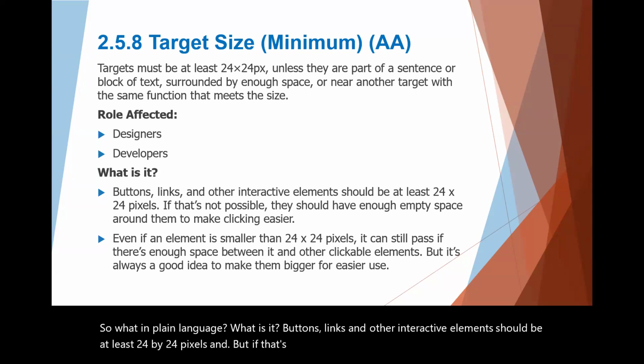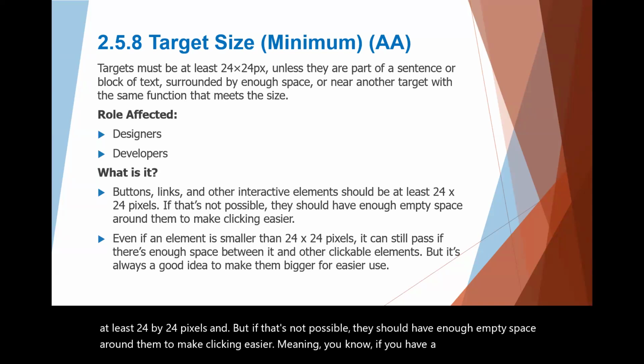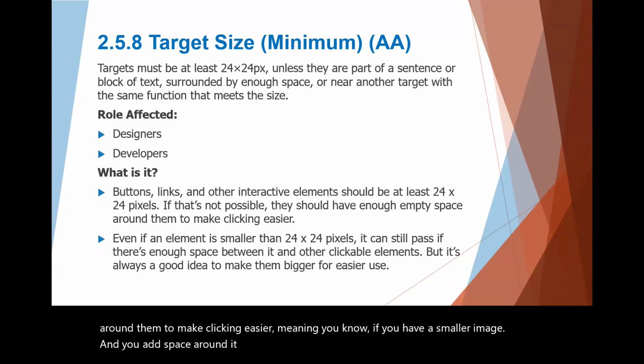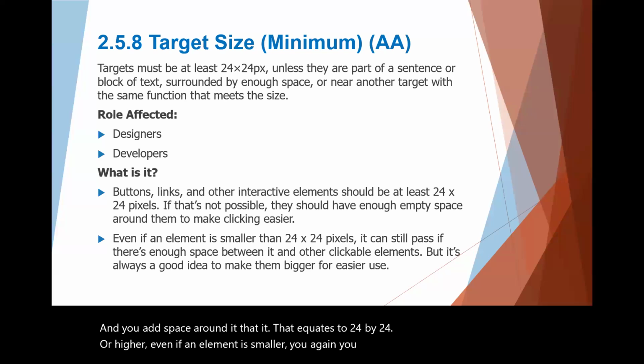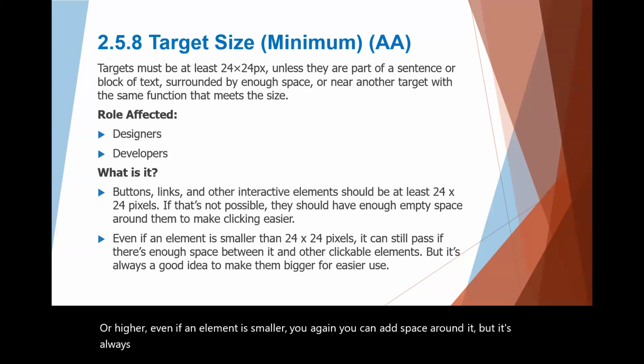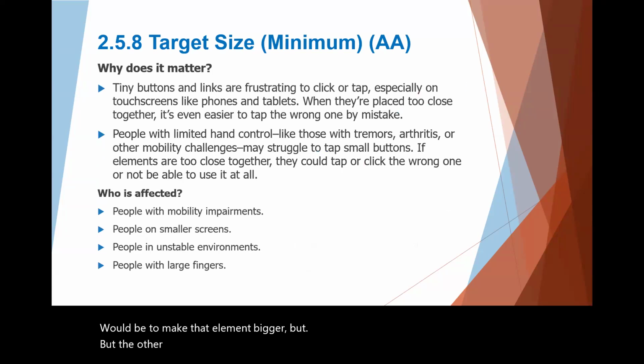But if that's not possible, they should have enough empty space around them to make clicking easier, meaning, if you have a smaller image and you add space around it, that equates to 24 by 24 or higher. Even if an element is smaller, again, you can add space around it, but it's always a good idea to make them bigger for easier use. So the recommendation would be to make that element bigger, but the other option is available.